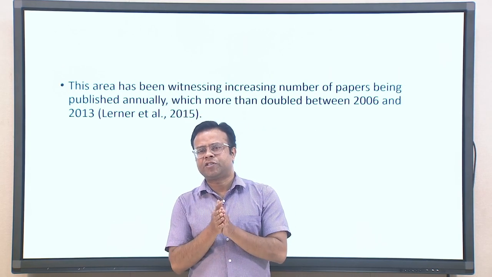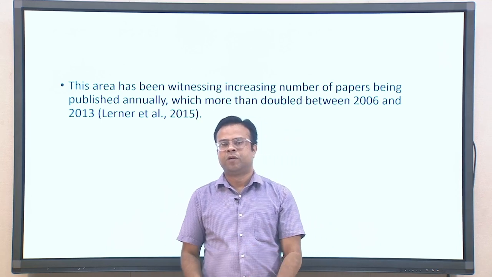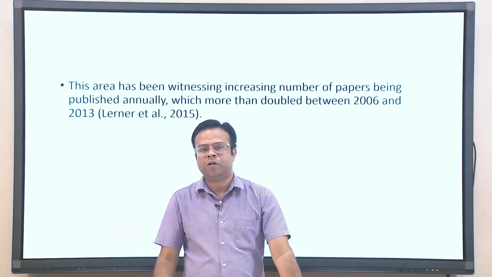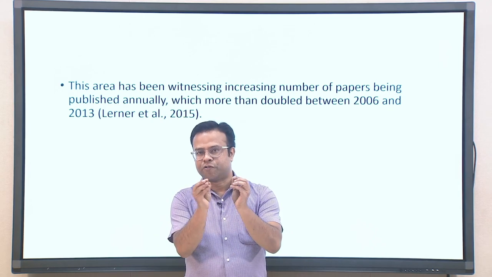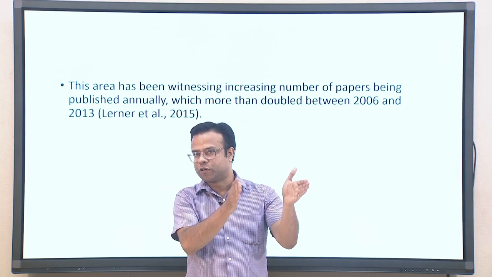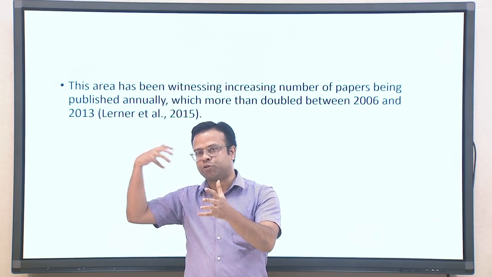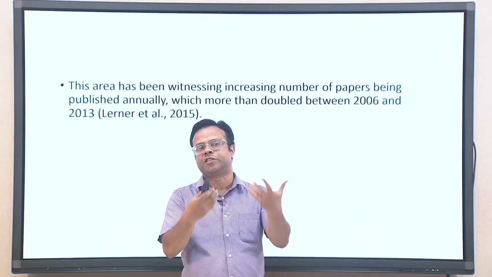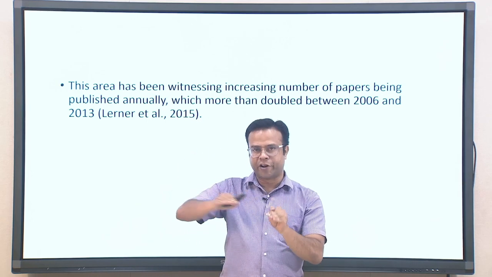This area has witnessed an increasing number of publications and research annually. Some data shows that the research has more than doubled between 2006 and 2013. That is the data we have till 2013; I am sure the number has increased much more after that. So, the trend shows that research and publications in the area of emotion, decision making and judgment are on the rise.